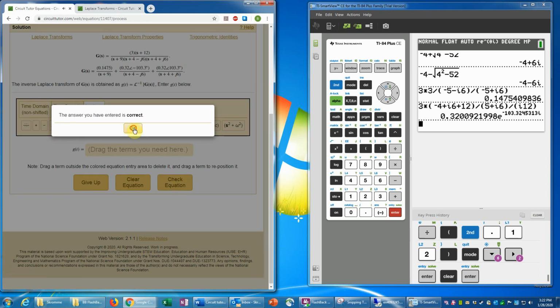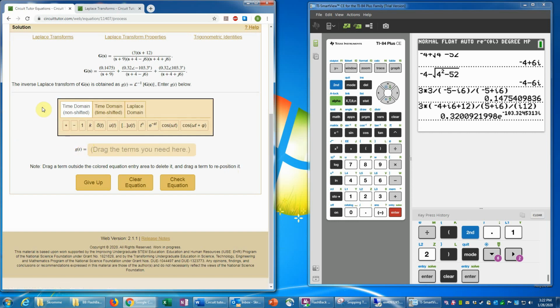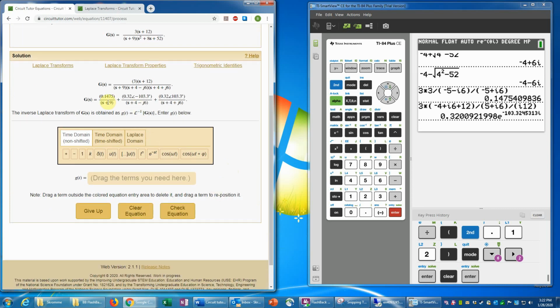And that is correct. Okay, so now the final step here is to find the g of t. So now we're going to go into the time domain. So we need to use time domain terms now. So I'll go over to this palette. And remember that there was no exponential factor, so we're not going to use time-shifted terms here. So now for the g of t, we need to find the inverse transform of each of these three terms.